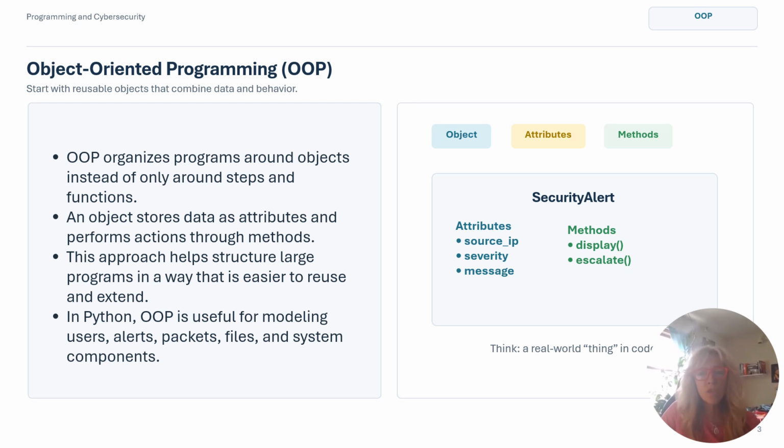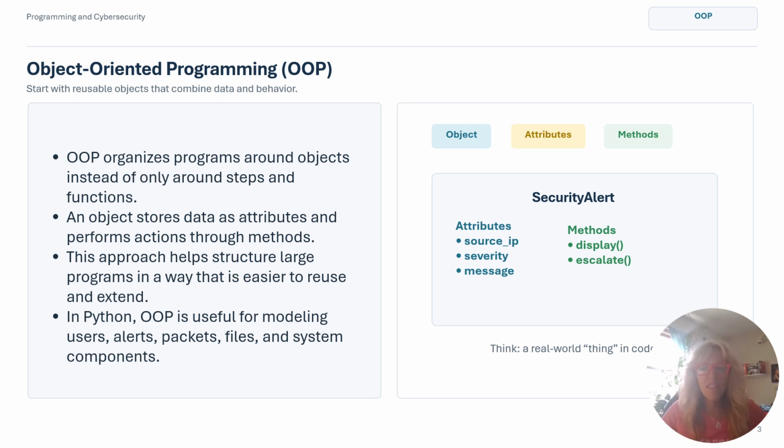The example on the right shows a security alert object, and its attributes might include things like the source IP address, the severity level, and the message, right? The methods might include actions like displaying the alert or escalating it. So we're grouping related data and related actions together in one place. What this does is it makes programs easier to organize, especially as they get bigger. It helps us to reuse the code, also to extend programs later, and it helps us to model real cybersecurity concepts more clearly.